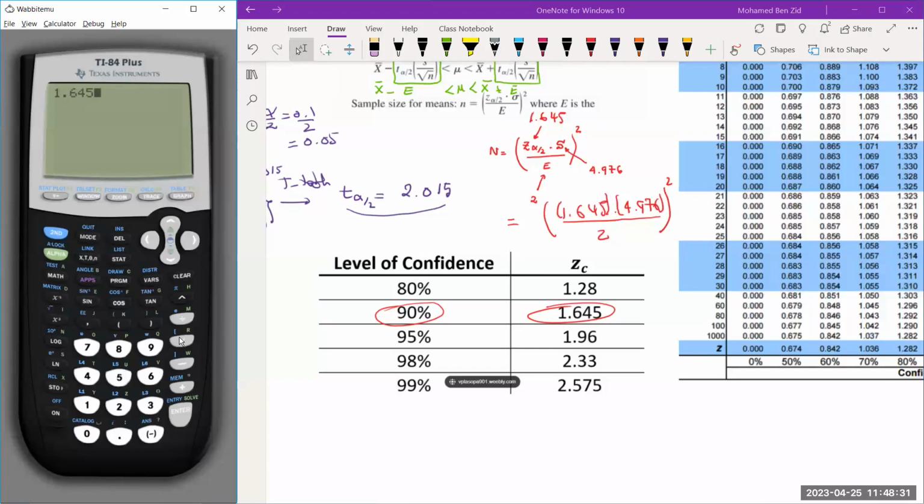$1.645 times 4.976 divided by 2, enter, and square. So you're going to be 16.75. This is always rounded up, so you're going to be n equals 17.